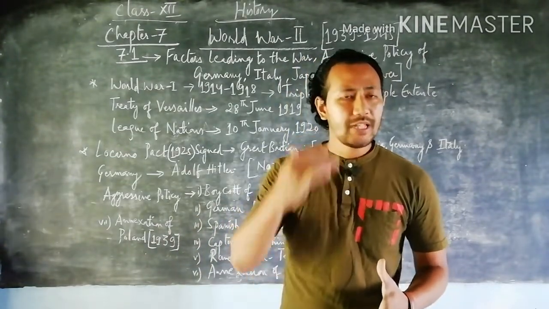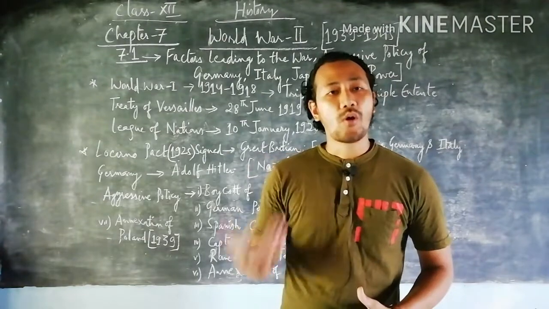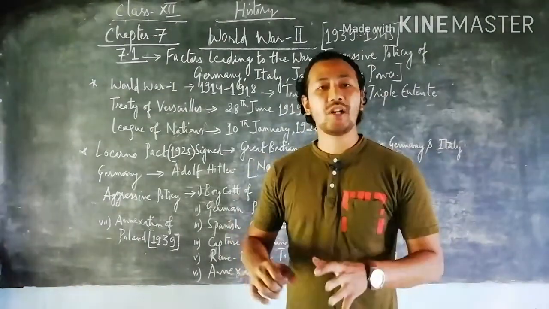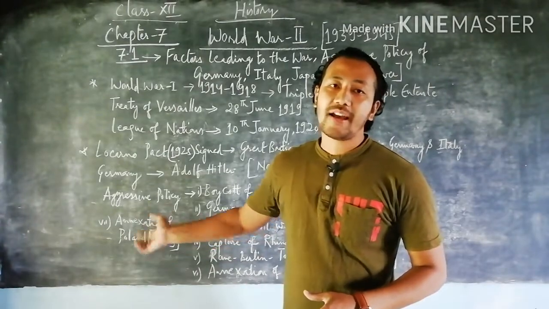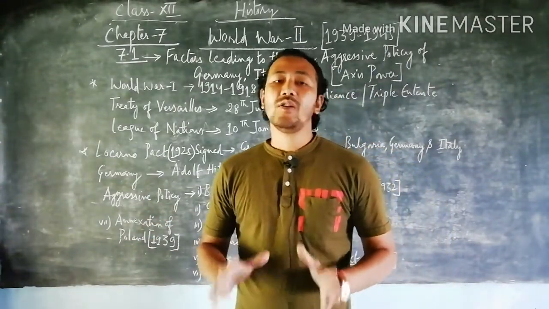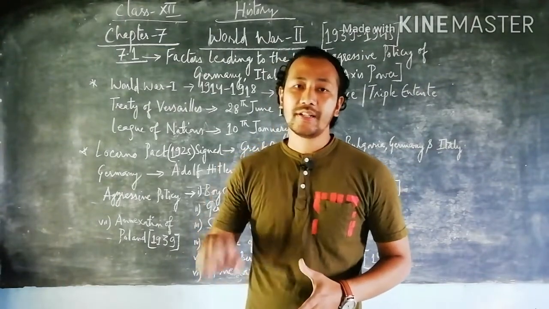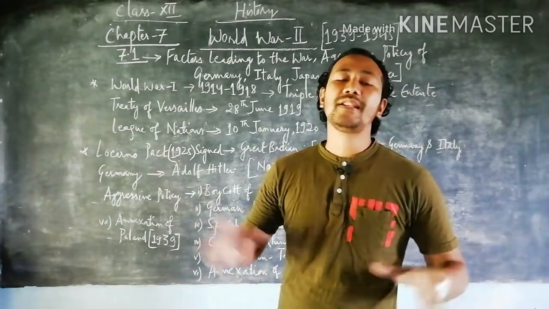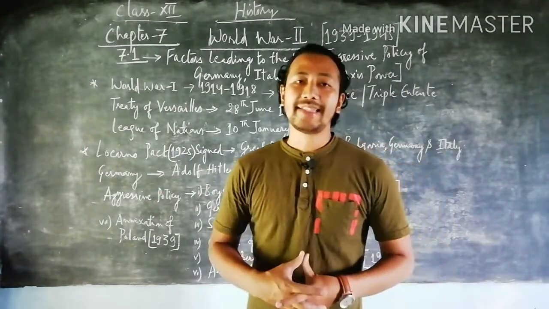This was the last policy taken by Adolf Hitler in order to put a full stop on Poland, and finally on 1st of September 1939 Hitler was able to crush the power of Poland, and that mainly started the rise of the Second World War.